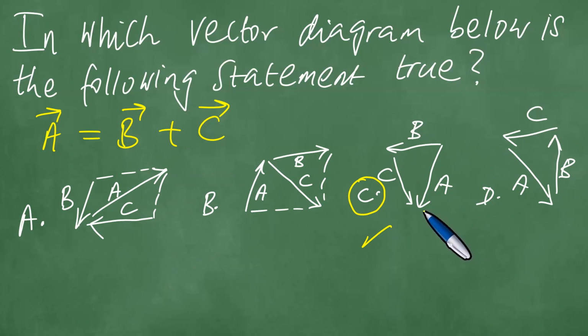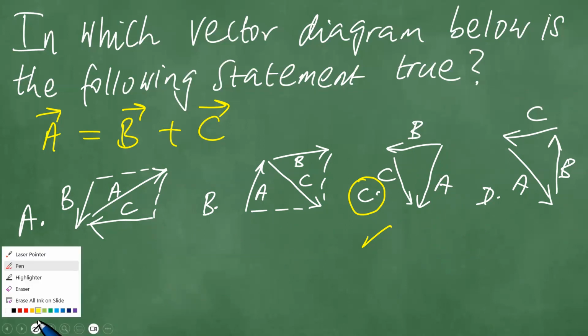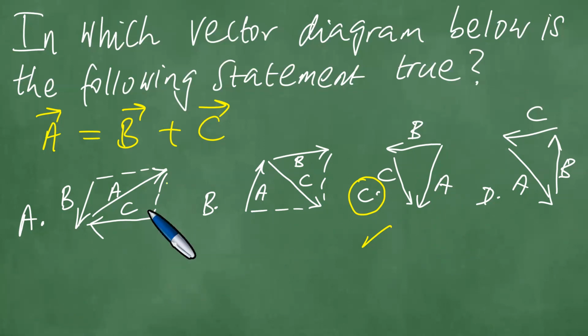As a consequence, we are convinced that this vector diagram here in C is exactly what the question precisely wants. So I want to emphasize a couple of things here, that this one is in that direction. This one is down, this one is that, so it would have something exactly like that one there.